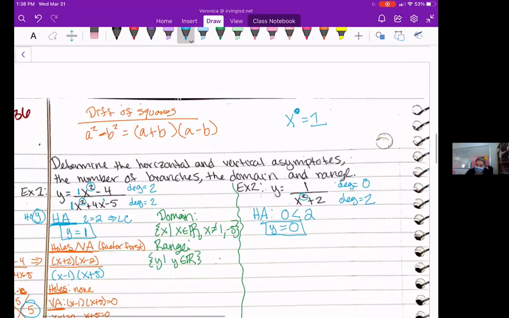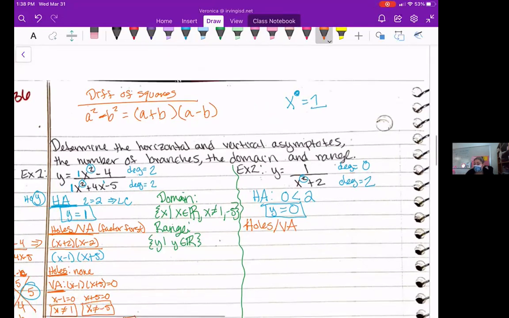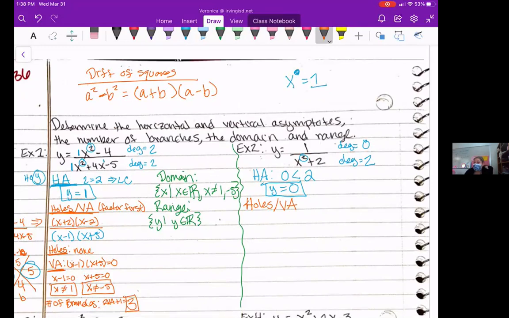Next, we're going to want to find holes and vertical asymptotes. Now, remember, in order to find holes and vertical asymptotes, we have to factor. For our numerator, there's nothing to factor, it's just a 1. For our denominator, we have x squared plus 2. This is not difference of squares because we have a plus, not a minus, and 2 is not a perfect square, right? So it's already simplified. I can't simplify it any further. So for holes, we don't have any because there's nothing to cancel out, none.